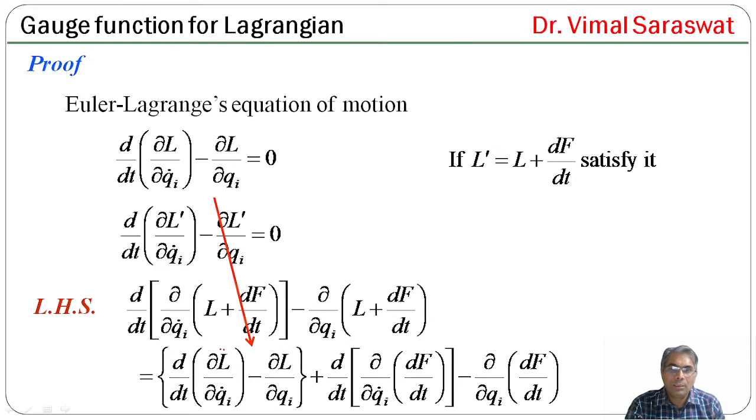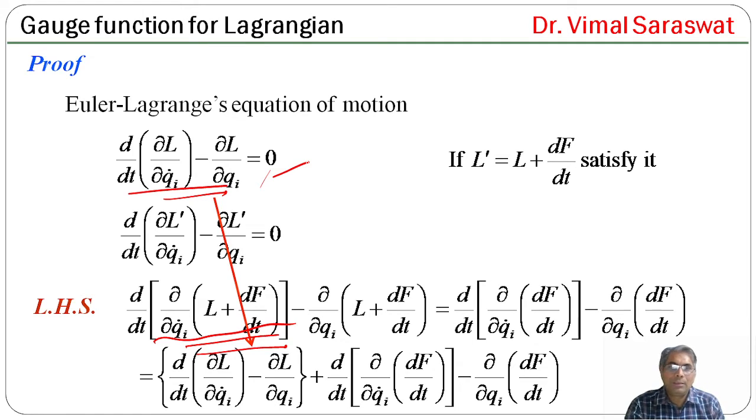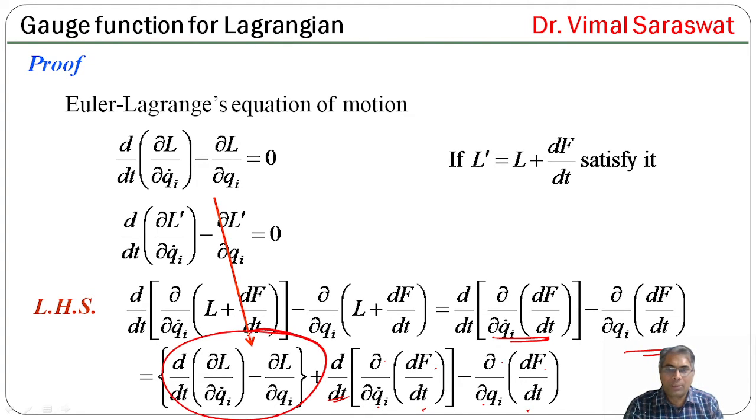Now this term is actually this one, so this will be 0. It means d by dt of del upon del q_i dot of L plus df by dt will be d by dt of del upon del q_i dot of df by dt, which is this one, minus del upon del q_i of df by dt, which is this one. So this term is 0 because this is the Euler-Lagrange equation of motion with L, so this is 0.